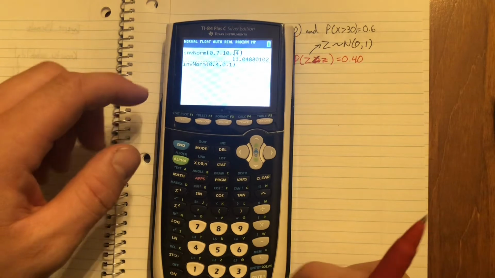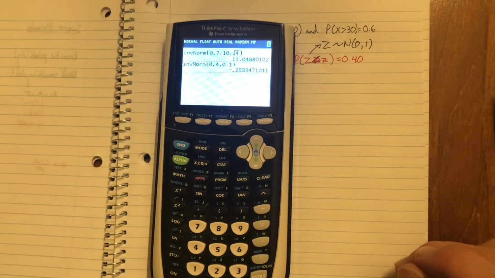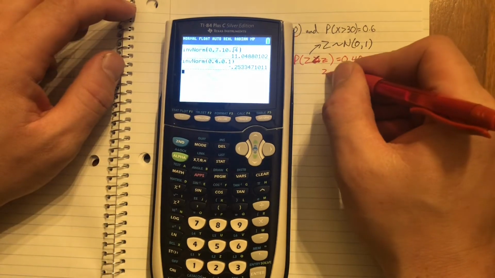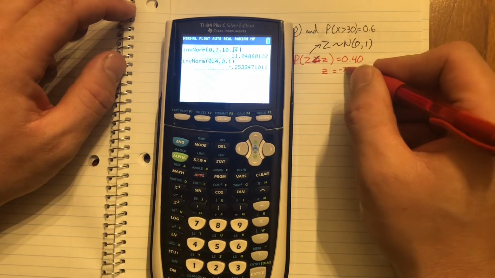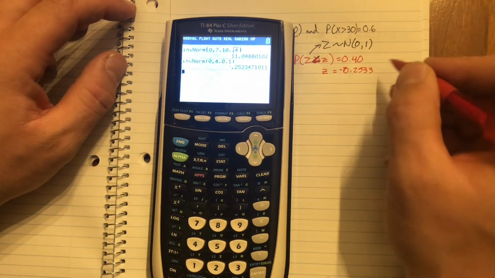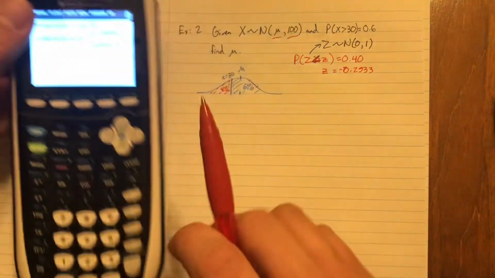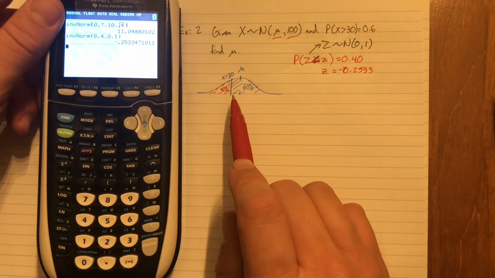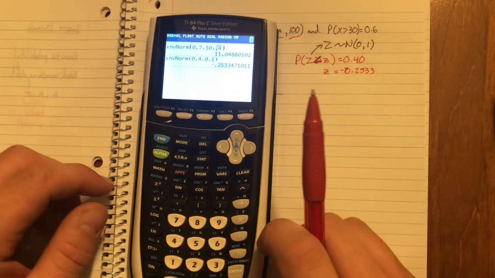I go ahead, I hit enter, and I come up with this value of negative 0.253347. So that is my value of Z that leads to that particular area. That means it's about a quarter of a standard deviation below the mean where I see that observed value. So that distance below the mean is about a quarter of a standard deviation. So a full standard deviation would be much further. Obviously, my diagram's not to scale.